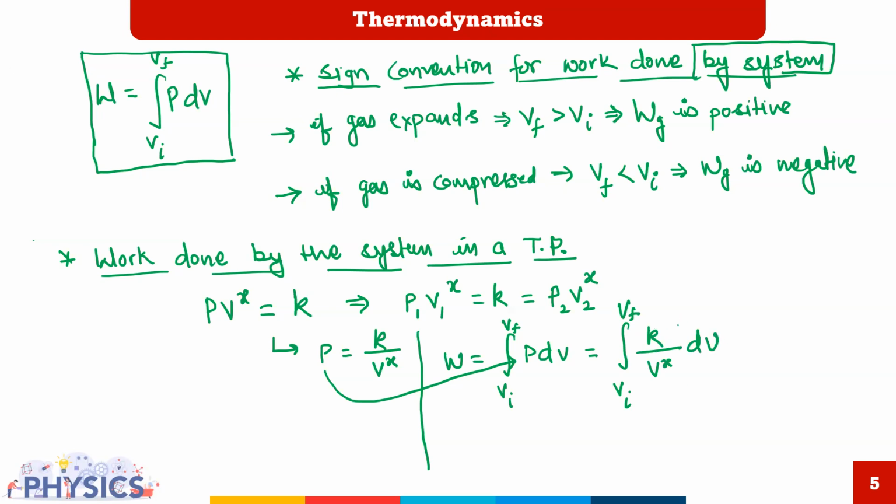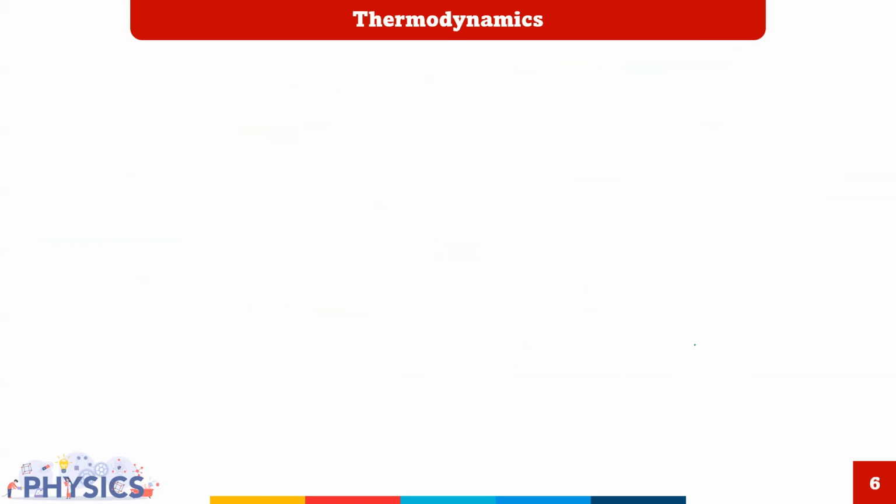Here K is a constant. Variable of the integration is V. Remember, X is not a variable of the integration. X is also a constant. X is a constant, K is a constant. So remember this, the variable is only volume. So now I'm going to calculate this integration.